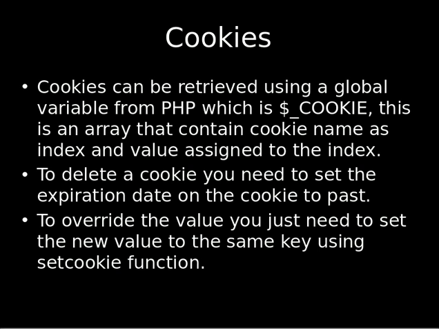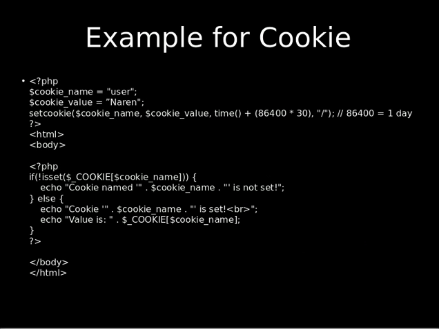Here is an example code to create a cookie and to print out the values for that cookie. We are setting the cookie name as user and the cookie value as naren, and then we are checking if the cookie name is set. Then we print the value for that cookie.